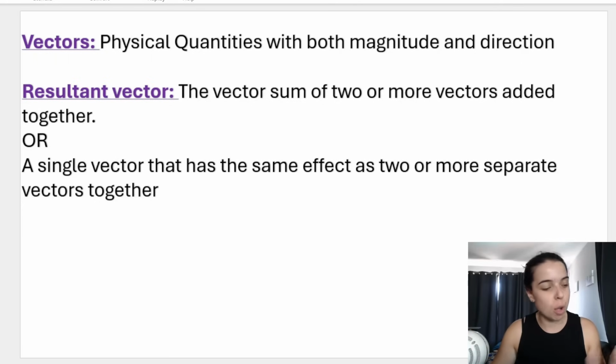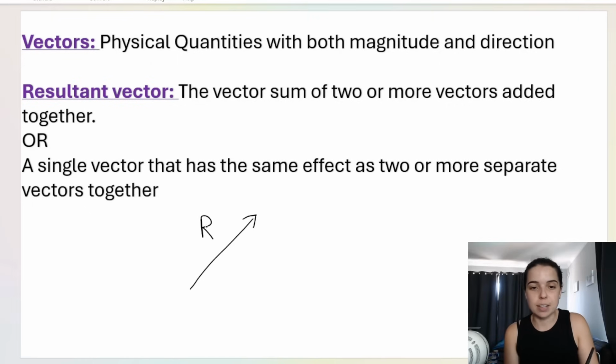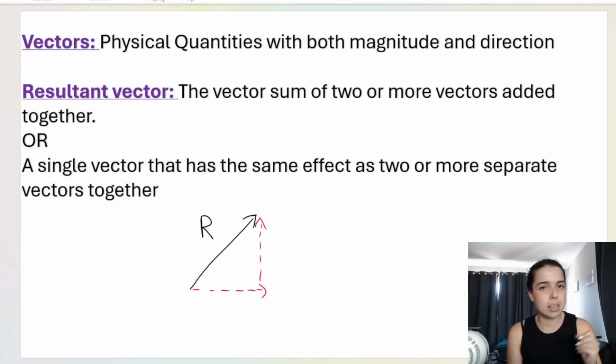So let me show you an example of what that means. Let's pretend that I give you this and I tell you that that is our resultant vector. Let's call it R. Now that vector, basically, what that vector is composed of are 2 separate vectors. One that's pointing to the right and one that's pointing up. And you could be like, ma'am, how did you know that? How does that make sense?